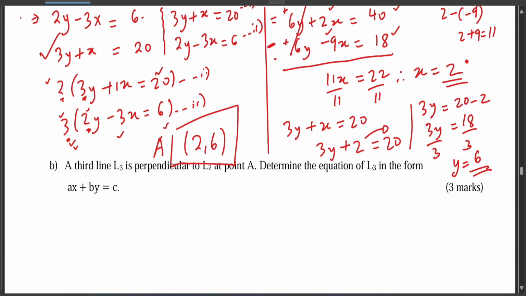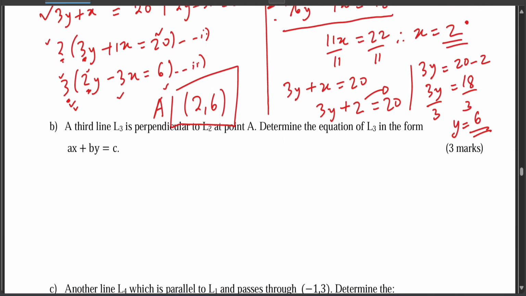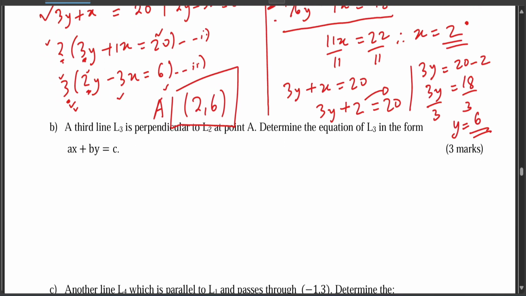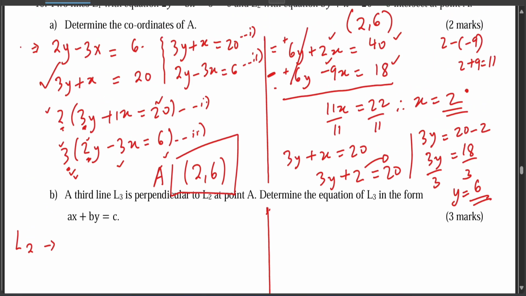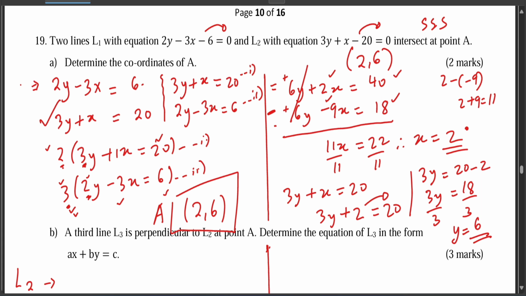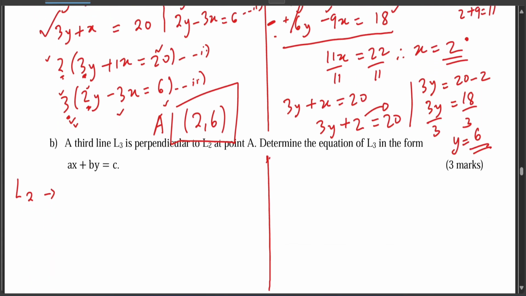Question B: a line L3 is perpendicular to L2 at point A. Determine the equation of L3 in the form ax plus by equal to c. So you have been told L3 is perpendicular to L2. First, our L2's equation, if I'm not wrong, was 3y plus x equal to 20.